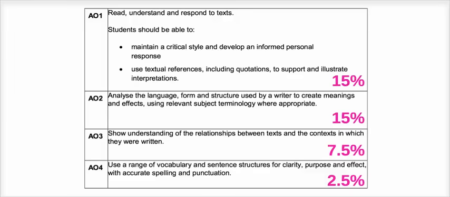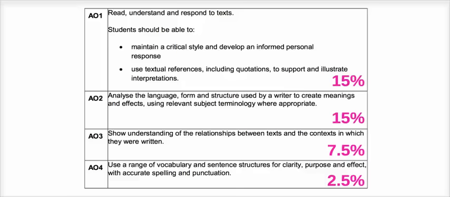And all four assessment objectives are assessed, although the weighting of them is different, and I'll talk about that right now for you. You can see here that the majority of marks are awarded for AO1 and AO2, basically being able to write your paragraphs backed up with quotations and being able to analyse language, form and structure.